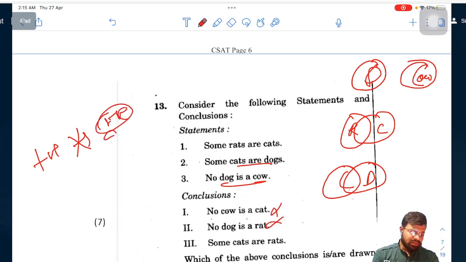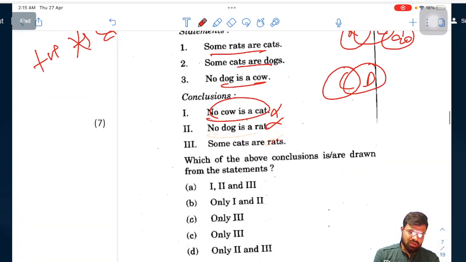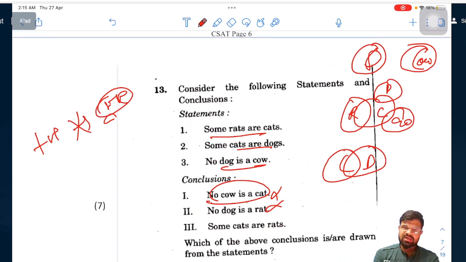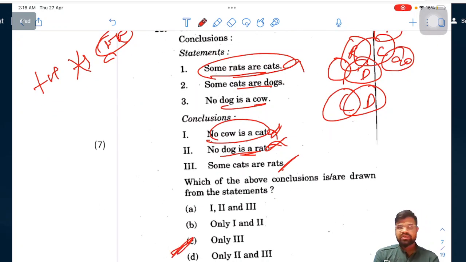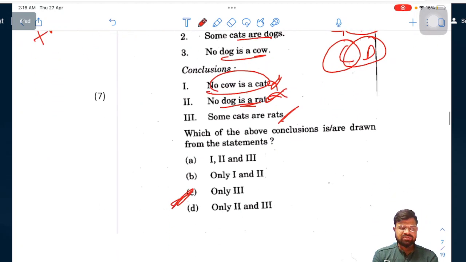Now we will prove how. Some rats are cats. So this is no cow is a cat. Suppose cat is separated from dogs. The cow is here, and still it is separated from dogs. So no cow is a cat: we cannot say that. So this is wrong. No dog is a rat. Again, suppose dog is here. Some cats are dogs. So suppose dog is here, at the intersection of rat as well as cat. So this statement can be proven wrong. Some cats are rats: obviously, if some rats are cats, some cats are rats. This will be true. So only the third statement follows. So you can see that some statements have a chance of being true.